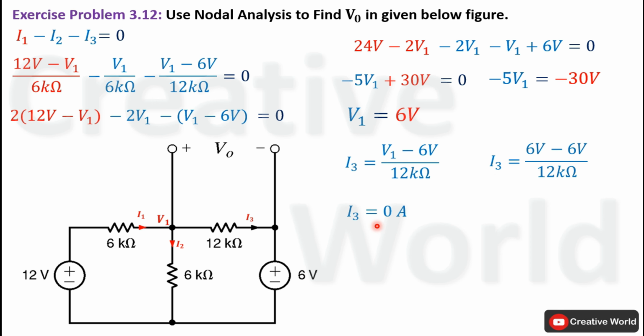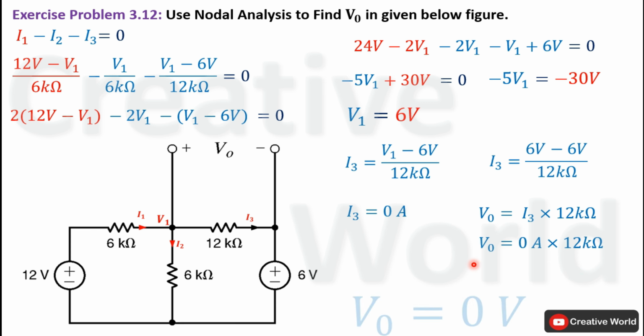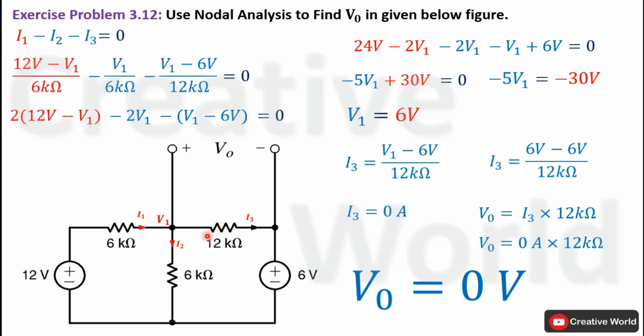So using Ohm's law, we can calculate the value of voltage across this 12 kilo ohm resistance, which will also be 0 because of the value of current I3. So there is no voltage appearing across this 12 kilo ohm resistance because no current is flowing through it. And the reason behind it is that there is no voltage potential difference between these 2 points. Here 6 volt is appearing and the value of V1 is also 6 volt. So there is no voltage potential difference. That's why there is no current flowing through this 12 kilo ohm resistance and no voltage will be appearing across it.